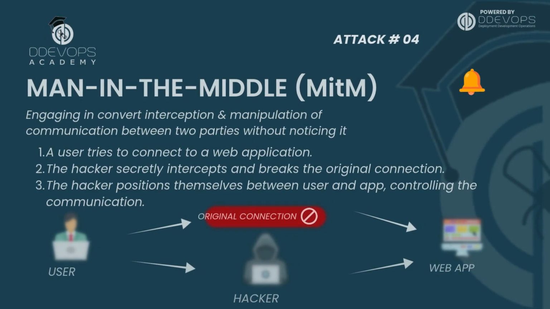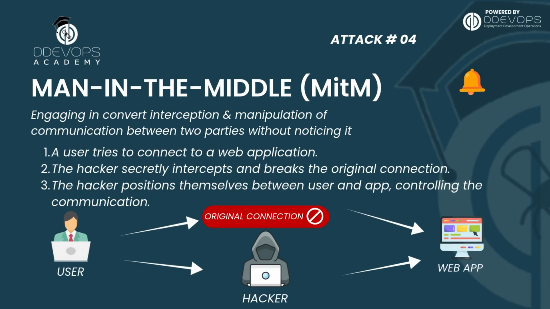Man-in-the-middle, MitM, is a covert attack where a hacker secretly slips between a user and a web app. The user starts a normal connection, but the attacker intercepts it and breaks the original link. From the middle, the hacker relays traffic, reading or altering messages so both sides think they're talking directly. This lets them steal logins or inject fake responses while staying hidden. Using HTTPS, TLS and verifying certificates helps prevent it.